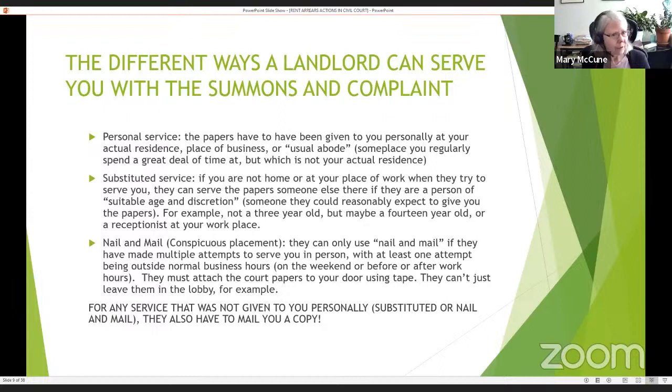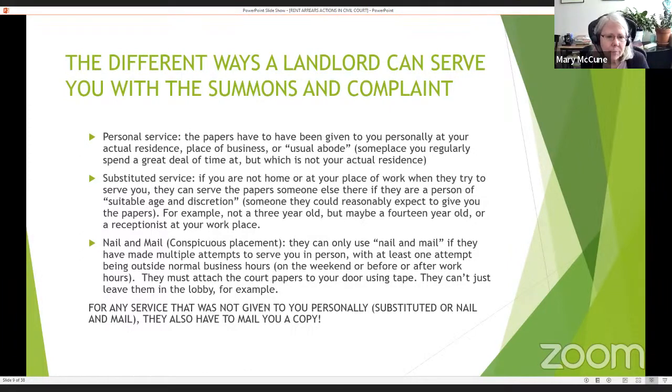As promised, here is an explanation of the different ways a landlord could serve you with the summons and complaint. So one is personal service. That's easy, right? They give it to you personally. They show up at your door, they knock on the door, you open the door, they say, you've been served. Generally they're supposed to try to serve it to your actual residence, but they can also serve it to you where you work or someplace called the usual abode. That's a little harder to define, but it's someplace you spend time at regularly, but it may not be where you actually live.